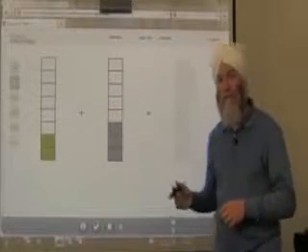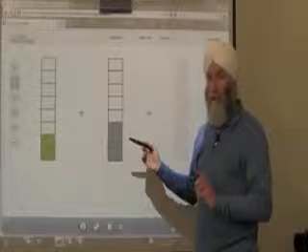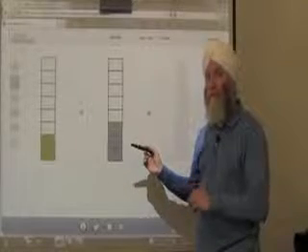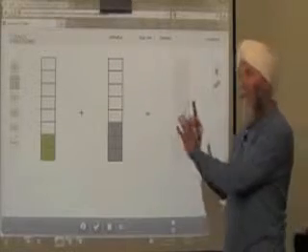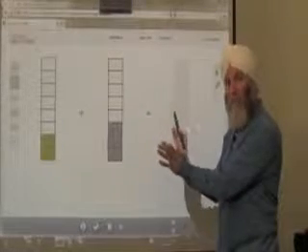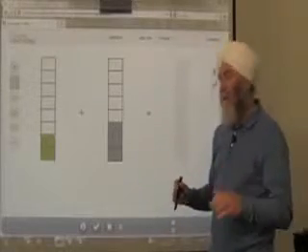Let's see how I've got this set up. I've started with the vertical fraction bars. That's my choice. They render well in this environment. I've chosen not to show numbers at all, and I've got an addition problem visually already in place. So here's how I'd begin.